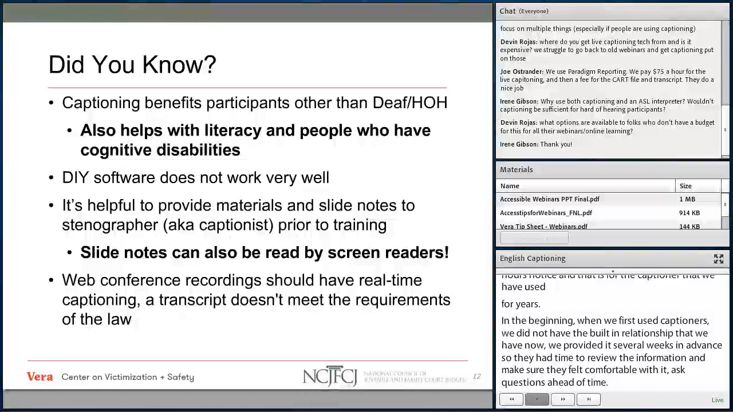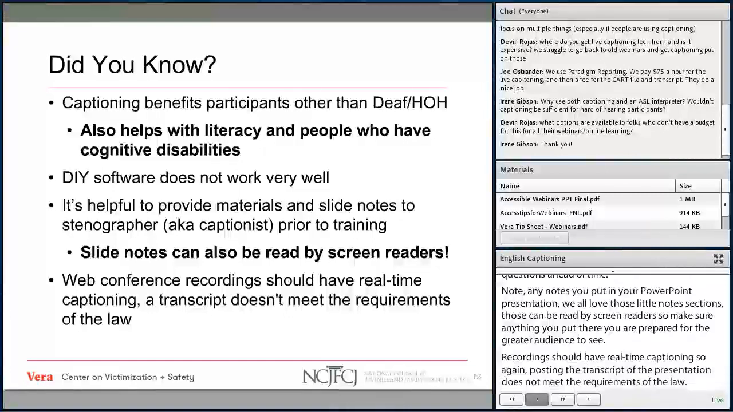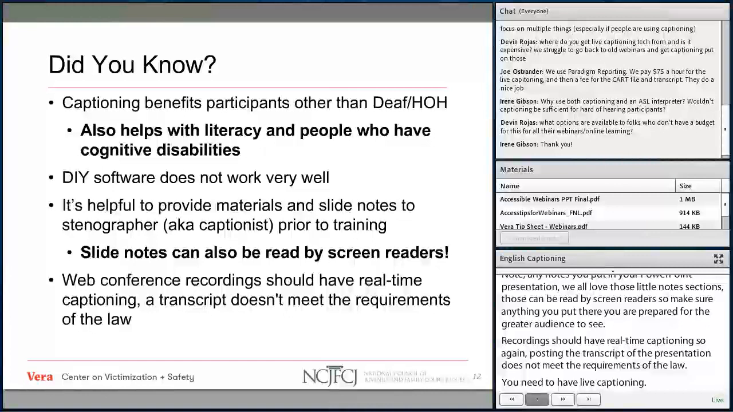Web recordings should have real-time captioning. Again, just posting a transcript of the presentation does not meet the requirements of the law. You really need to have live captioning. Transcripts are not always accurate. Oftentimes they're not completely reflective of the context of the conversation. Live captioning is just a lot more accessible for people and a lot easier to follow and understand.